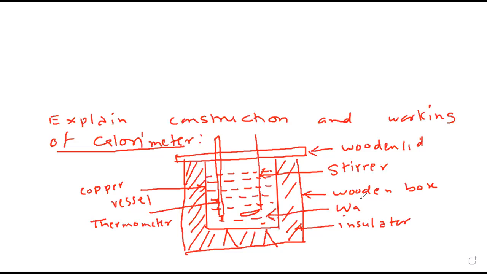Diagram clear? Yes, sir. It consists of copper vessel filled with water up to two-thirds of its capacity. It is mounted on pointed wooden support to prevent the heat loss by conduction, kept inside the wooden box, covered with wooden lid, provided with two openings, one for thermometer, other for stirrer. The space between the copper vessel and the wooden box is filled with insulator. Just draw the diagram.